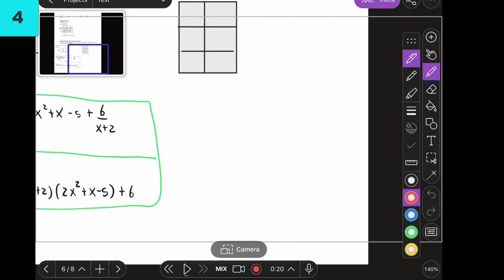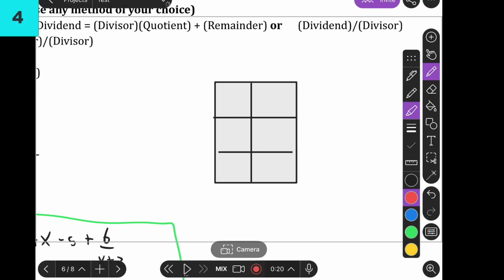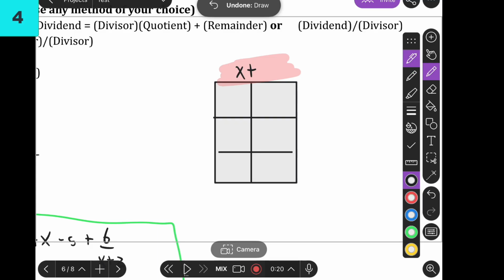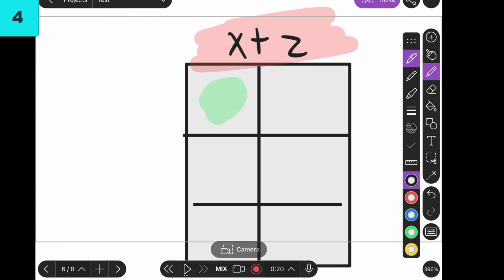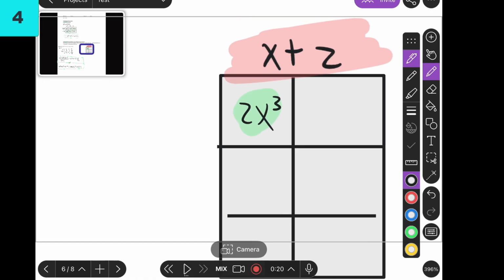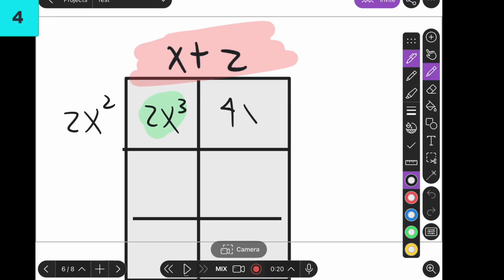Alright, now I'm going to do the box method. So when you're doing box method, on top, you put the divisor, which happens to be x plus 2. And the very first entry is the first term of the dividend, which happens to be 2x cubed. So I have 2x cubed inside here. This means that this has to be 2x squared, which means that this is 4x squared.